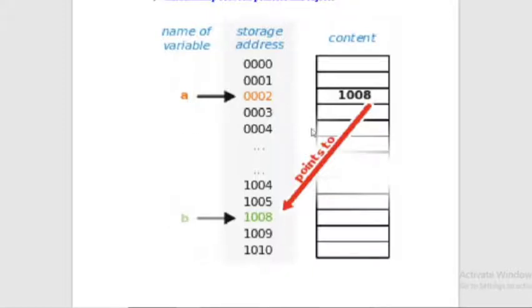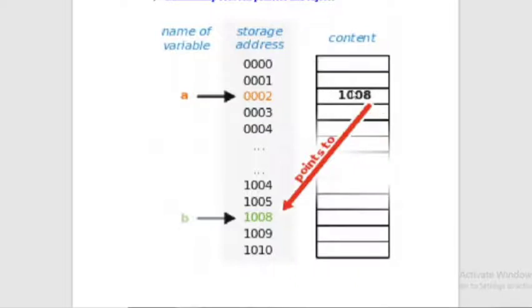And what are the storage addresses? So these are computer generated storage addresses. Okay, they need not be memorized and all. They range from 0, 0, 0 up to some values. So this variable A is stored in some address space and that has some content.